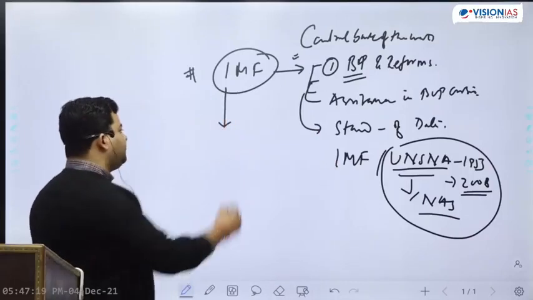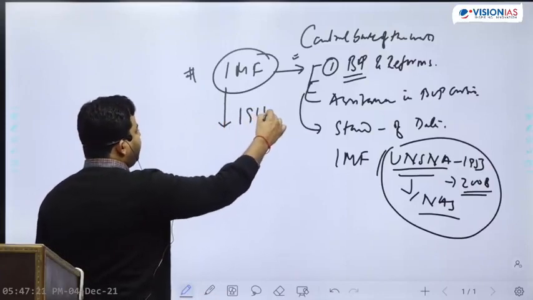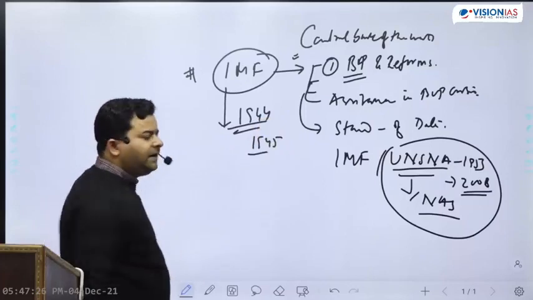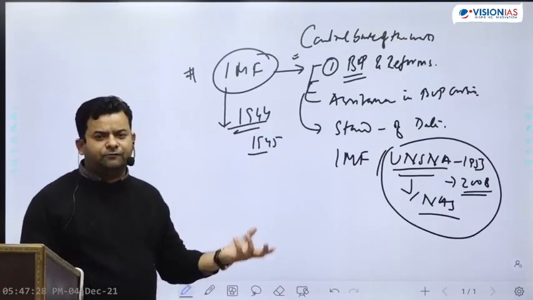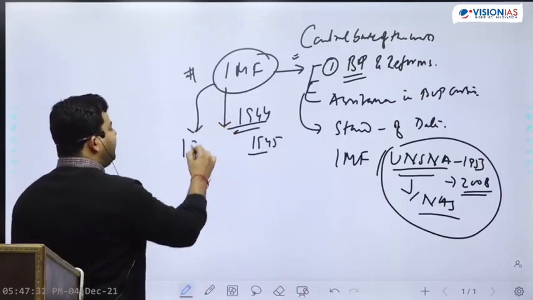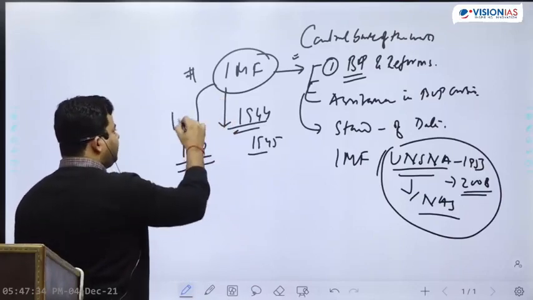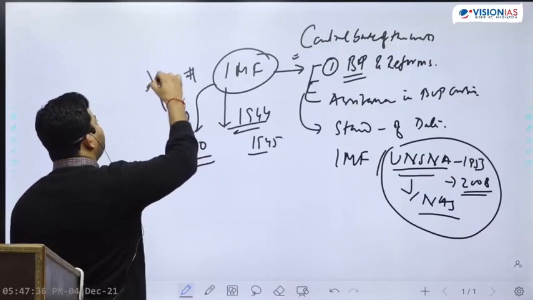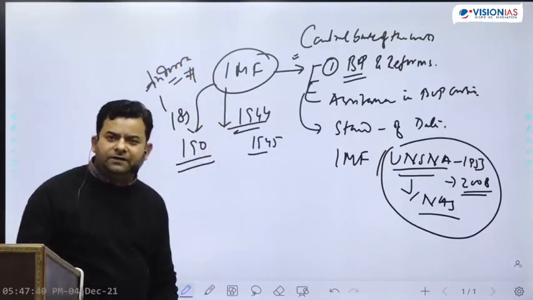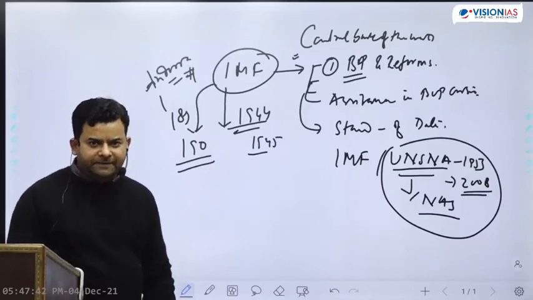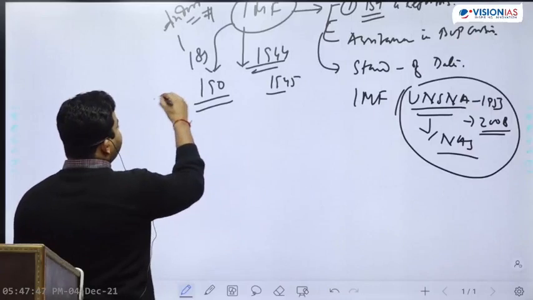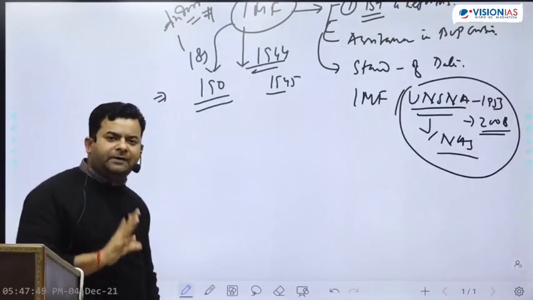So IMF was an outcome of Bretton Woods, so it came in 1944. It started working from 1945. Somewhere you might get 1944, somewhere 1945, it is one and the same thing. 190 members are there. Earlier it was 189, but Andorra has joined now. Andorra is a country that has joined as the 190th member, right? Now when it comes to IMF, first you should know what this IMF is, how it came and what it does.